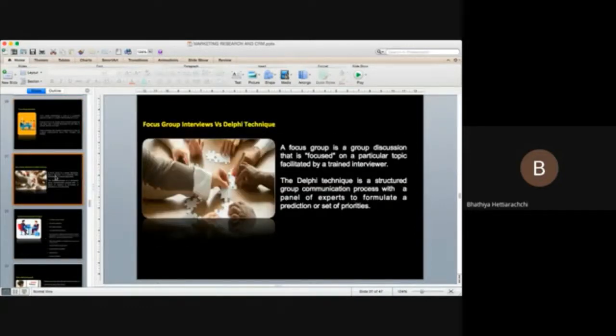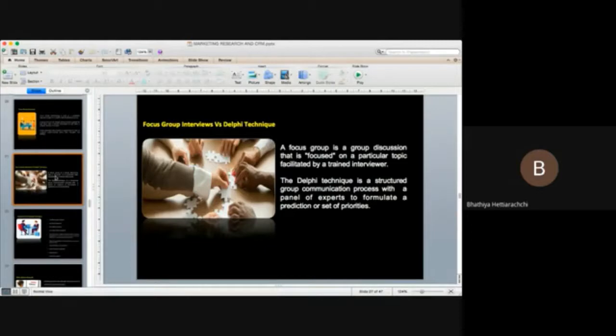Then another thing that we have found is the Delphi technique. So if you really look at the focus group, it's a group discussion that is focused on a particular topic facilitated by a trained interviewer, right? Now, on the contrary, the Delphi technique is a structured group communication process with a panel of experts to formulate a prediction or set of priorities.